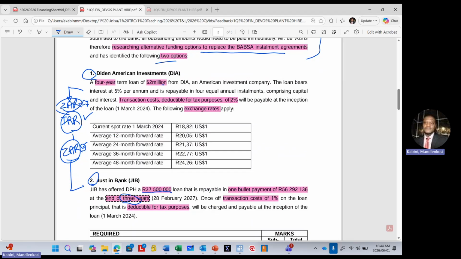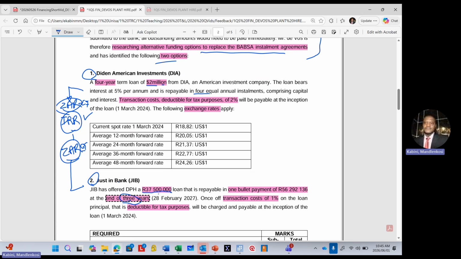They have two options. One is an American loan in US dollars, and the other one is a South African loan in rands. Now, do we use NPC or IRR? We use IRR. Why can't we use NPC? Because one, the terms of the loans are not the same. One is 4 years, one is 3 years. And because also the loans are in different currencies, the starting point may not be equal.